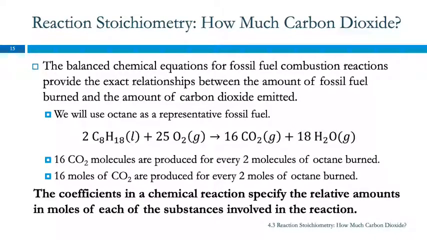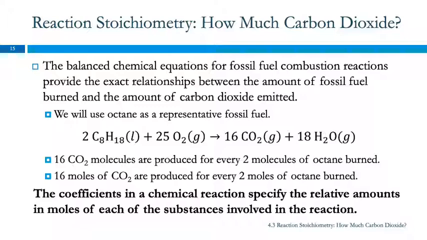So pulling this back into the discussion of carbon dioxide and fossil fuel combustion. We can write balanced chemical equations for the combustion of fossil fuels to look at how much fossil fuel is burned and how much carbon dioxide is emitted. Now, the fossil fuels that are burned are a combination of a lot of different hydrocarbons. So this is the first of a bunch of approximations or assumptions.